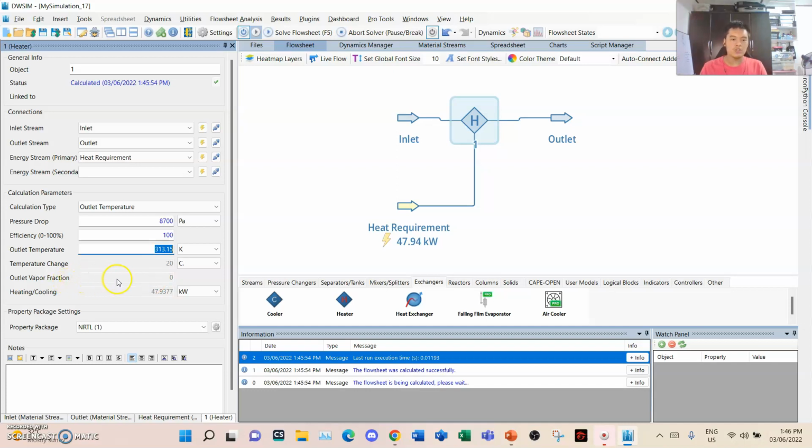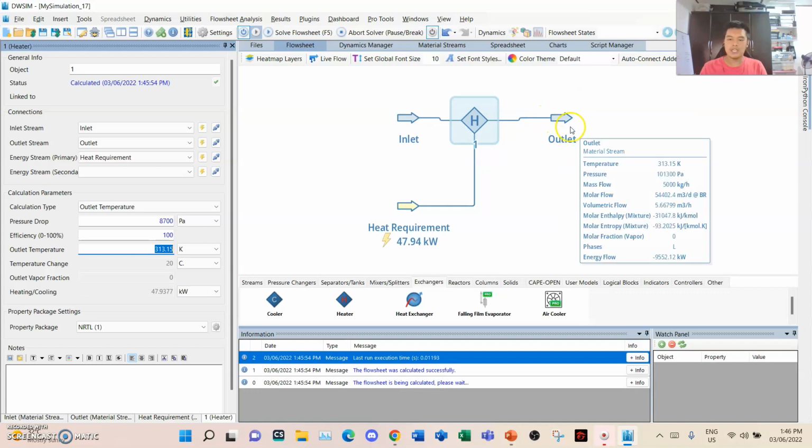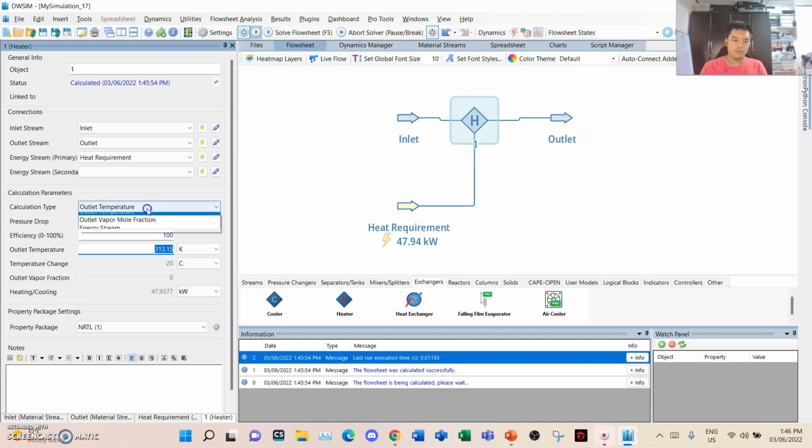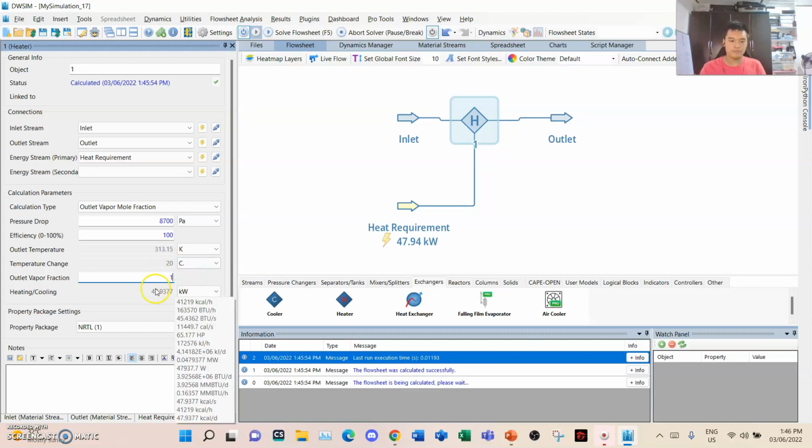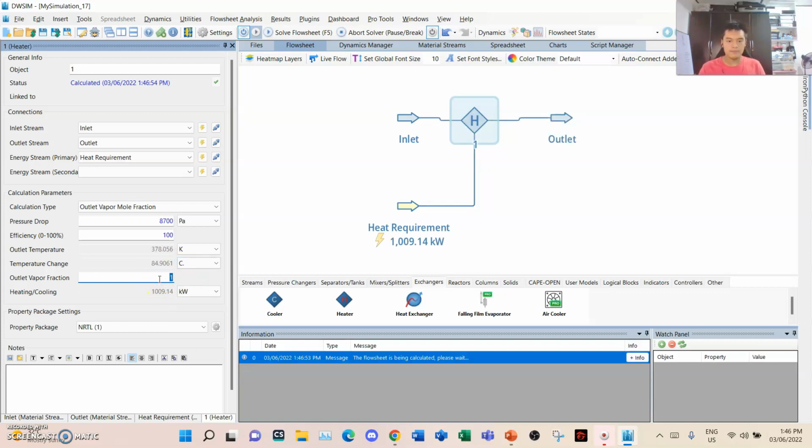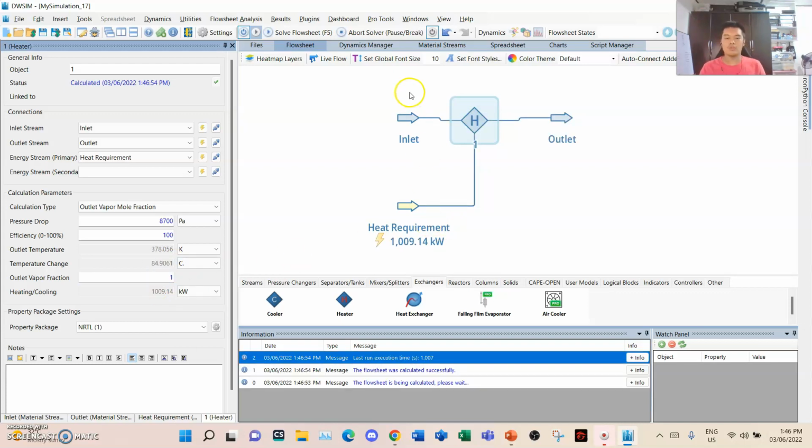When this is 0, the outlet is all liquid. But we change the calculation type to outlet vapor mole fraction and we just change this to 1. This means that the entirety of the liquid stream going into the heater is transformed into vapor at the outlet, 100% transformed into the vapor outlet. So we put 1 here. Enter. And we get a heat requirement when turning liquid inlet into a gas outlet of 1009 kilowatts.